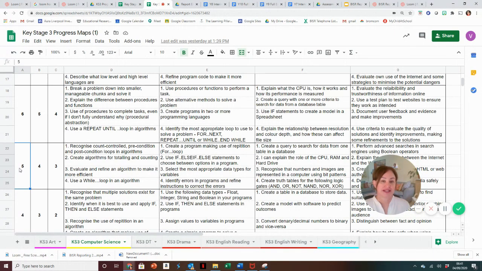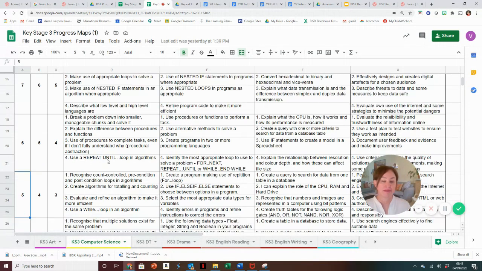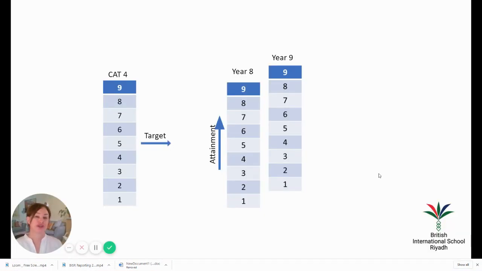Obviously, we know that progress isn't always linear, and sometimes students might jump up a little bit further, and sometimes they may make a little bit less than expected progress. Again, these are conversations to follow up on during the SLC. So just to recap, attainment is now measured on a scale of 1 to 9, and that links in with how we measure on the CAT4 data and how we're measured at GCSE.